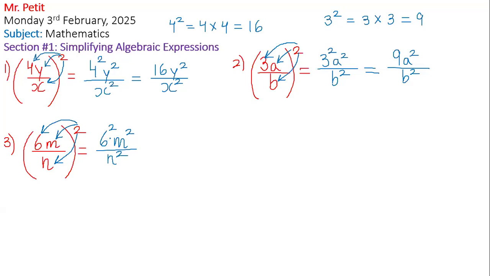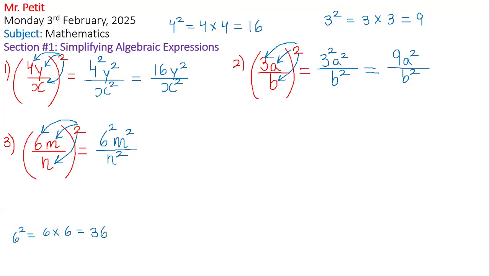Now what is 6 squared? 6 times 6. 36. So 6 squared is going to be 6 times 6. And what is 6 times 6? 36. Very good.